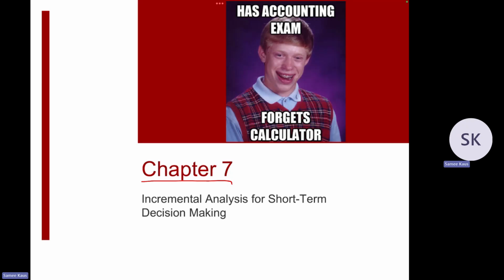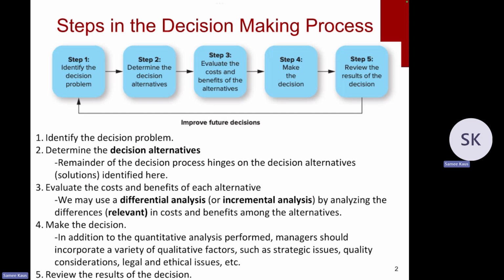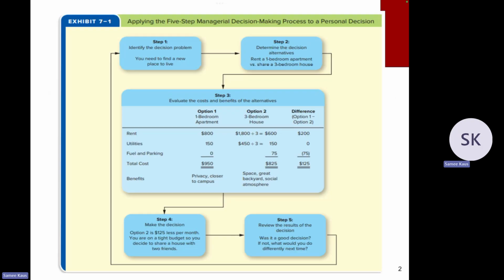Okay. So now we're taking all of those ideas and we're going to start making incremental analysis for short-term decision making. Okay. So here are the steps in the decision-making process. I'm sure you guys have seen this before, but you have to identify the decision problem, determine the alternatives, evaluate the costs and benefits of each alternative, make the decision, and then ultimately review the results of the decision. So a good example of something like this would be, hey, it's a personal decision.